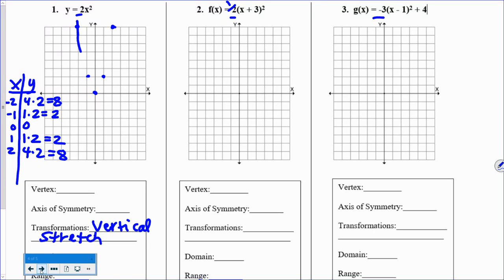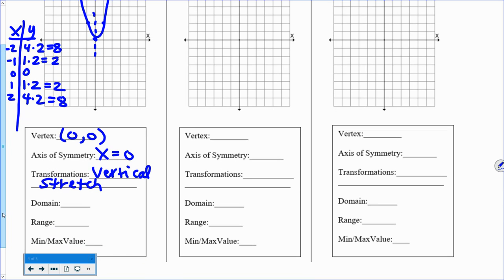Make my little U-shaped graph here. And then I can answer my information. My vertex is still 0, 0. I didn't shift anywhere left or right. Axis of symmetry, that line that goes through my vertex, would be x equals 0. Domain is all real numbers. The range, y must be greater than or equal to my lowest value, which is 0.